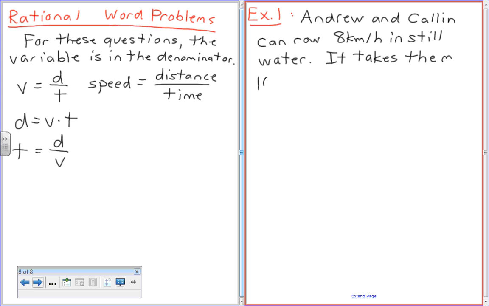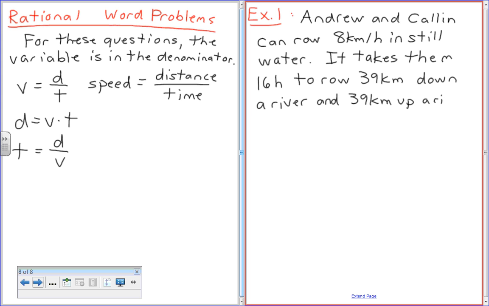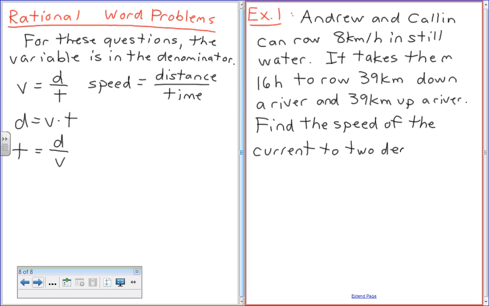it takes them 16 hours to row 39 kilometers down a river, and 39 kilometers up a river. Find the speed of the current to 2 decimal places. Yes, you guys are extensive paddlers.